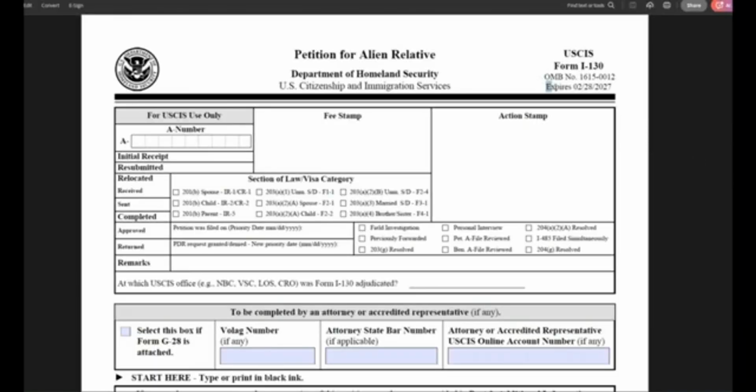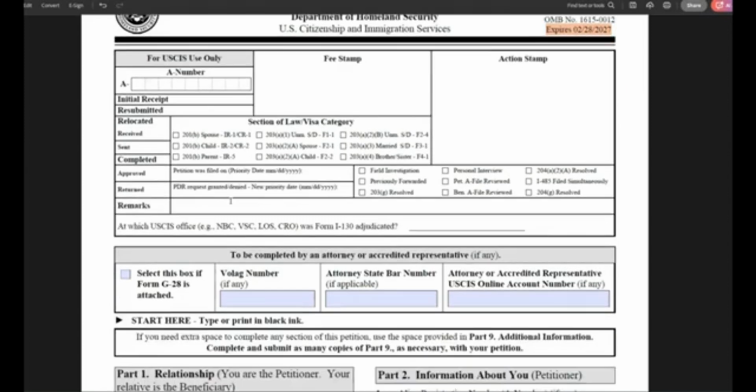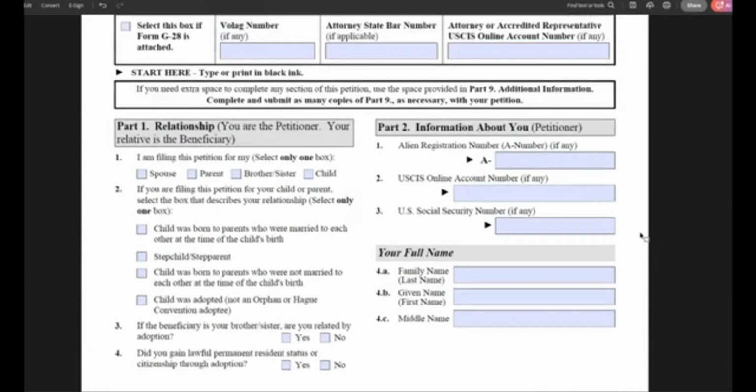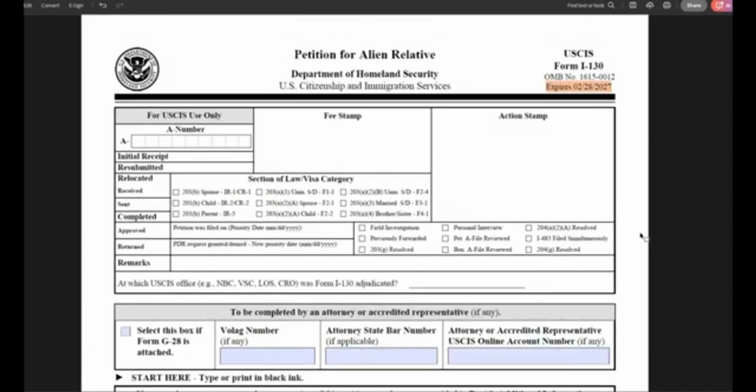First thing I want you to pay attention to is the expiration date. Anytime you fill out the forms from the USCIS site, you should make sure that you're filling out the latest expiration as well as the latest edition that is available on their site. USCIS does update the forms every 6 months or so. If you submit the forms with the old expiration or edition date, they're likely to be rejected by USCIS.